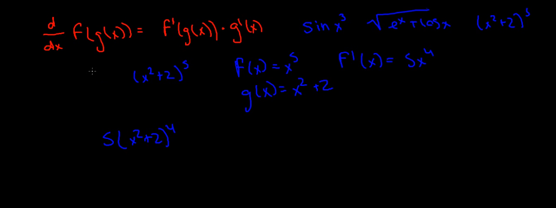And now all that remains is I need to multiply it by the derivative of the inner function. So if I do the derivative, g prime, then I'm going to get 2x, multiplied by 2x, so the answer is 10x times x squared plus 2 to the fourth.